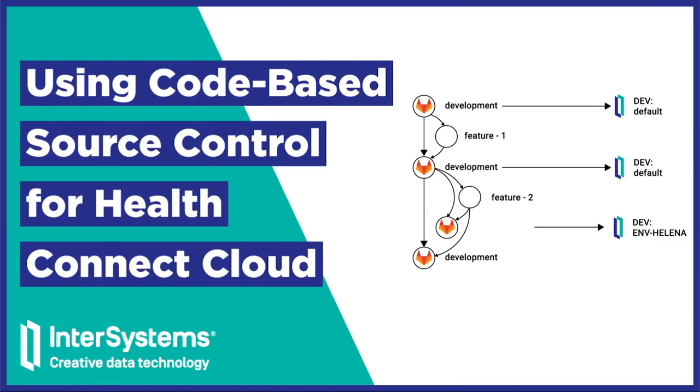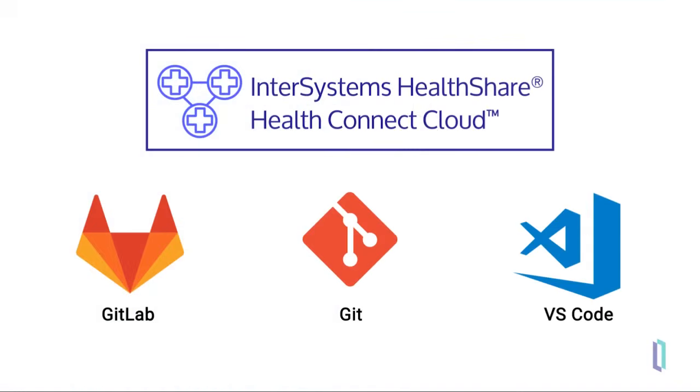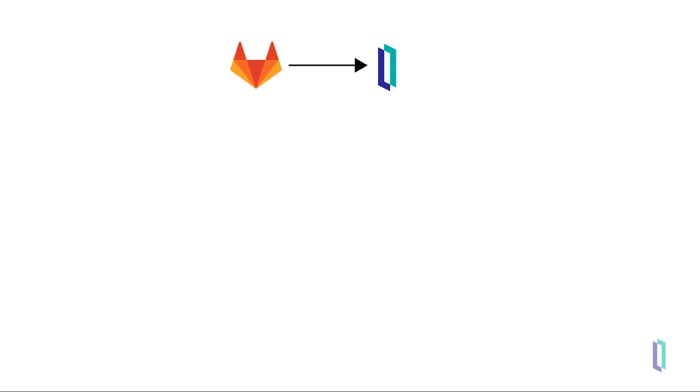If you write code for Health Connect Cloud integrations, you can apply source control using GitLab, Git, and Visual Studio Code. Every Health Connect Cloud tenant stores code in a GitLab repository that contains many branches, including one for each Health Connect Cloud deployment, such as development, testing, and production.